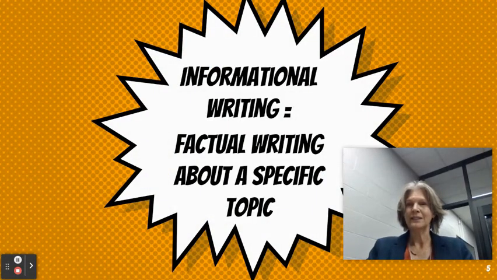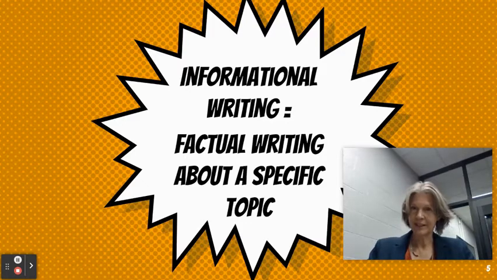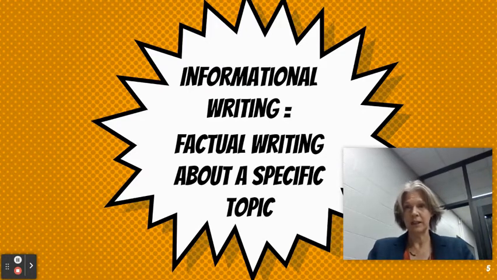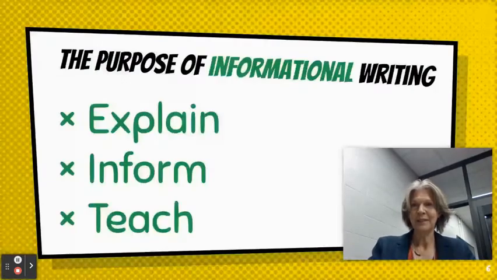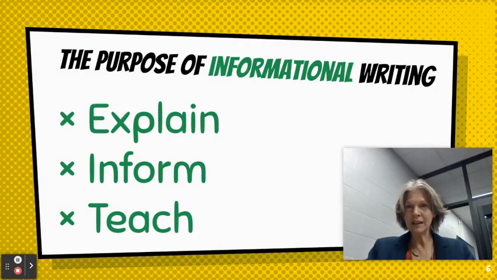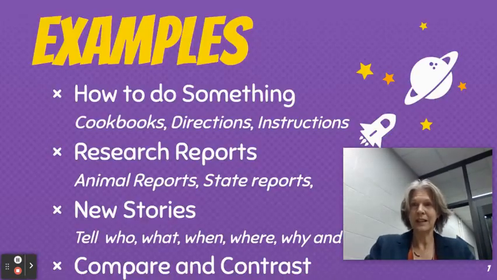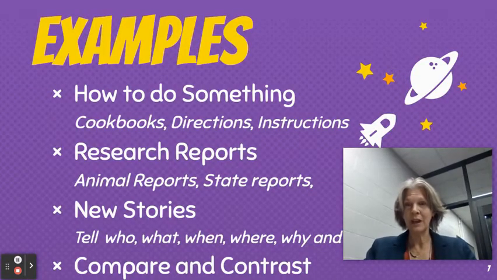Informational writing is all about the facts. Informational writing is factual writing about a specific topic. It usually doesn't include our feelings, it's just the facts. The purpose of informational writing is to explain a topic, to inform someone about that topic, or to teach someone about a topic. Examples of informational writing include how to do something, so how-to books, such as cookbooks or books that give directions or instructions.